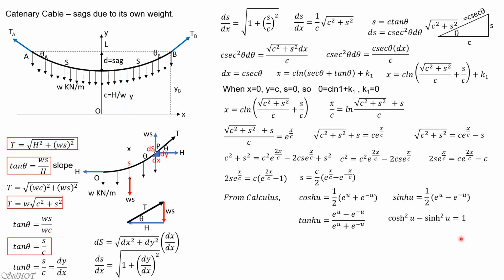minus 1 equals cosecant hyperbolic square of u. But I just leave that to you. These are the important equations.